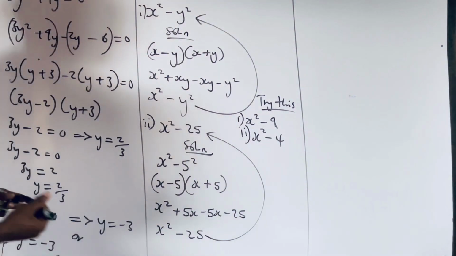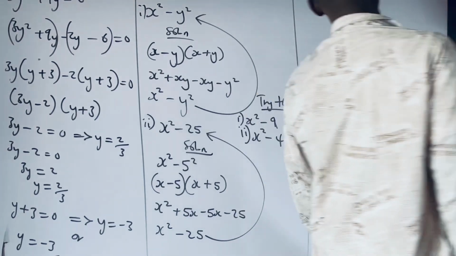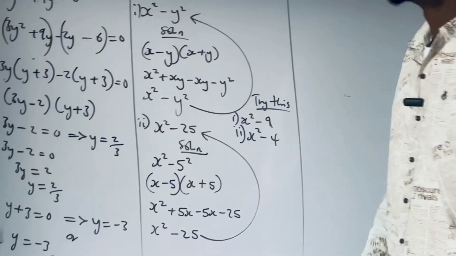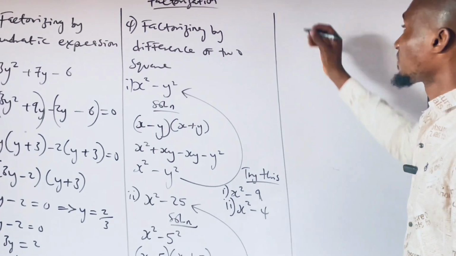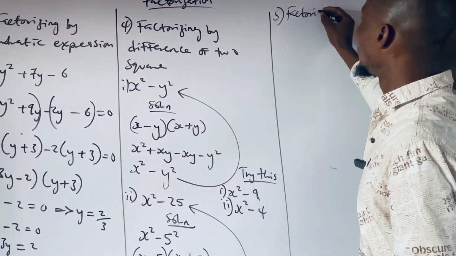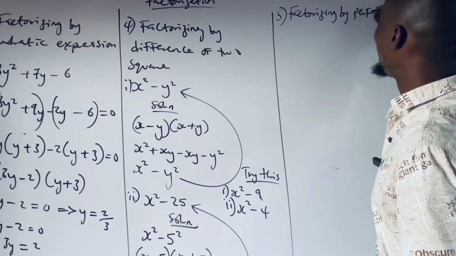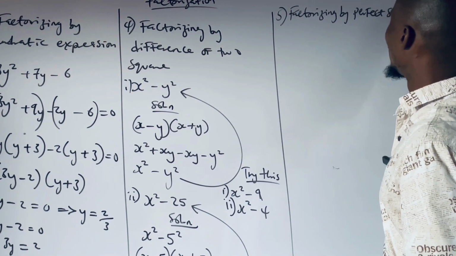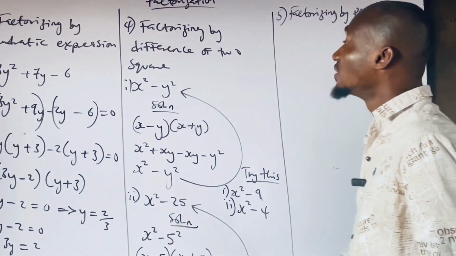Use the same format. Now, last but not the least, factorizing by perfect square, or you say factorization of perfect square. That's the fifth one. Factorizing by perfect square, or you say factorization by perfect square.